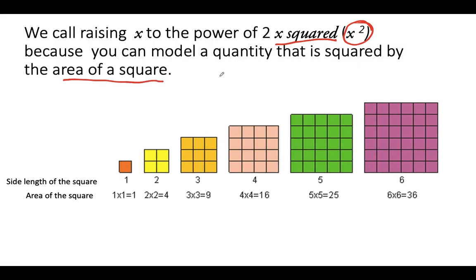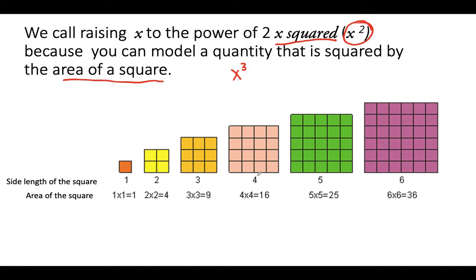So we modeled integers, positive and negative ones, with algebra tiles. We can model squaring with squares. That's actually why it's called x squared. Think about why x cubed would be called x cubed. Why is x to the third power x cubed and when x to the second power is x squared?